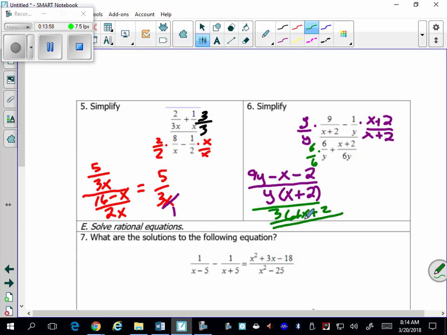So when I keep it, change it, and flip it here, we'll see that. So we have 9y minus x minus 2 over y times x plus 2 multiplied by 6y over 36 plus 2 is 38 plus x. Alright, so we have a trinomial in the numerator here, no greatest common factor. We have a monomial and a binomial, and no greatest common factor, no way to factor that. So we're just going to look to simplify now.